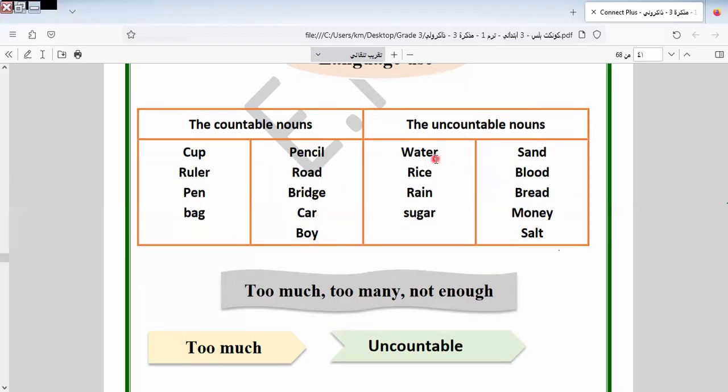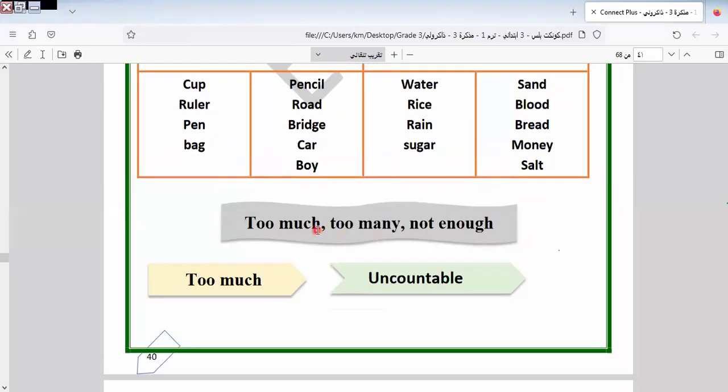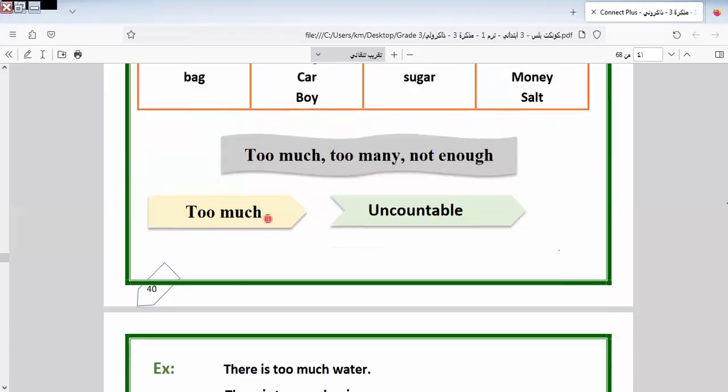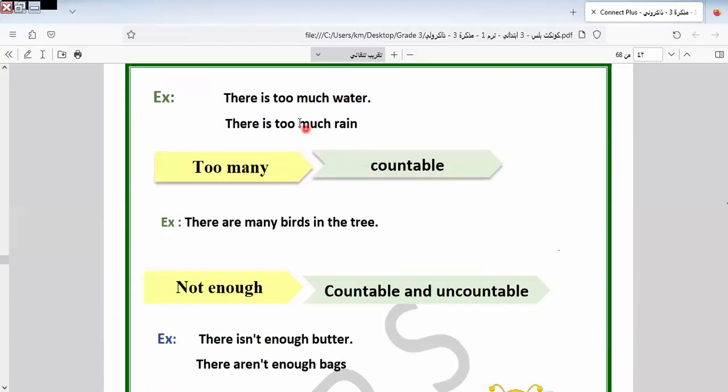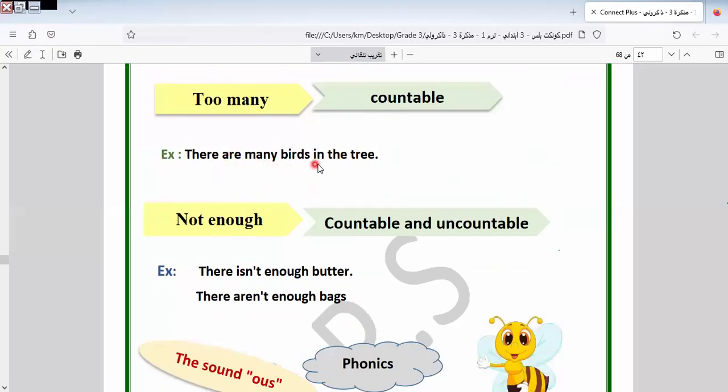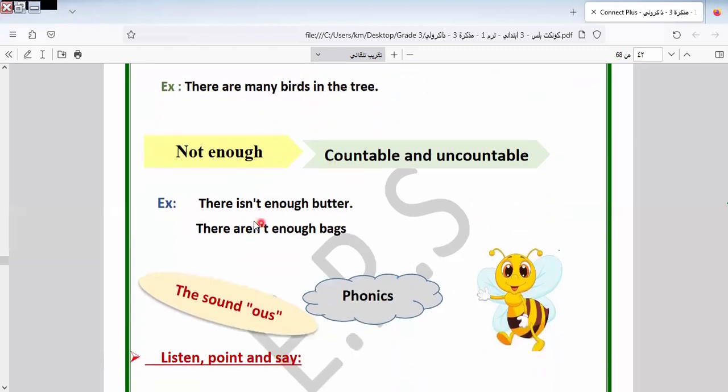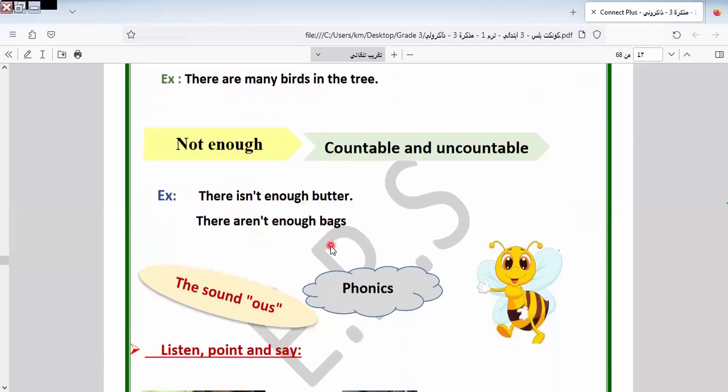Here we have uncountable nouns like water, rice, rain, sugar, sand, blood, bread. We can say loaf of bread or loaves of bread. Bread can be counted when we say loaf or loaves of bread. We use too much with uncountable nouns. We use too much, too many, not enough. There is too much water, there is too much rain, and too many for countable nouns. We say there are too many birds on the table. We say there isn't enough cattle, there aren't enough bags.